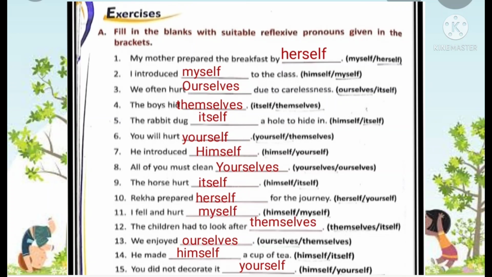13th one, we enjoyed ourselves. He made himself a cup of tea. 15th one, you did not decorate it himself or yourself. Because you is used, we will replace it with yourself.